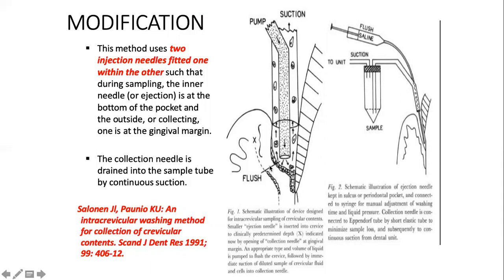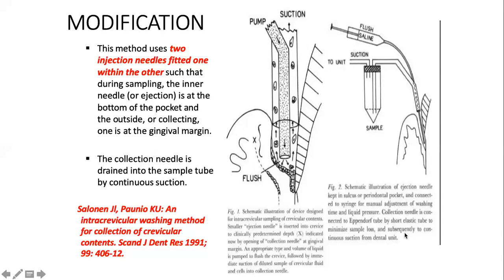Figure 1 shows a schematic illustration of a device designed for intracrevicular sampling of crevicular contents. A small ejection needle is inserted into the crevice to a clinically predetermined depth, indicated by the opening of the collection needle at the gingival margin. Figure 2 schematically illustrates the ejection needle kept in the sulcus or periodontal pocket and connected to the syringe for manual adjustment of washing time and liquid pressure. The collection needle is connected to an Eppendorf tube by a short elastic tube.